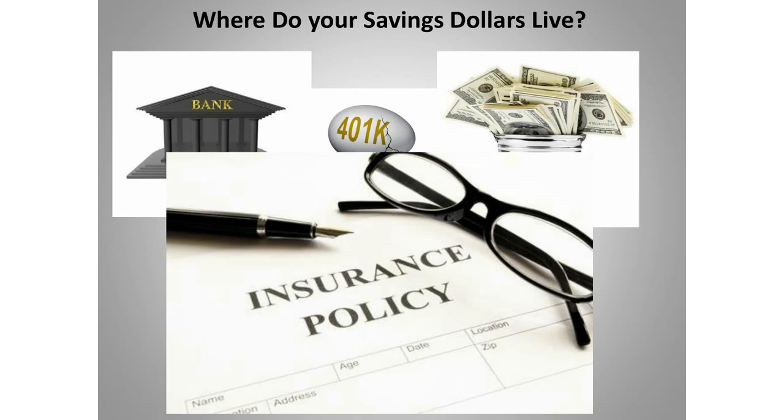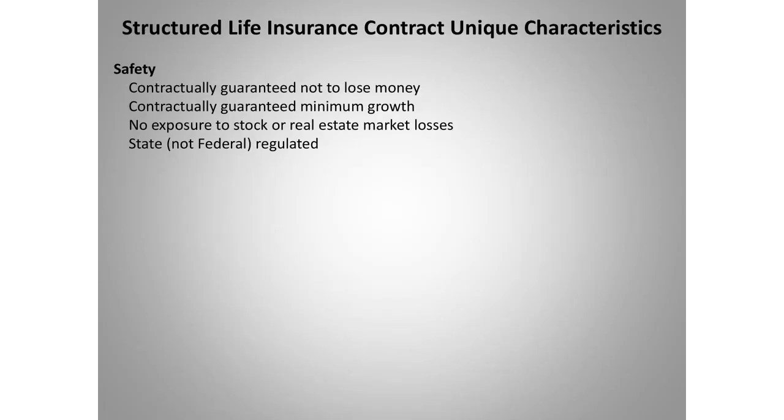As you recall from our first video, we discussed cash repositories, places where you hold your savings dollars like banks, retirement accounts, or even a mattress. The first core concept we reviewed was how to utilize a whole life insurance contract as another type of cash repository. The second core concept that we talked about is the unique features that are exclusive to whole life insurance contracts. They are safe in that they're contractually guaranteed not to lose money, contractually guaranteed to grow, and have no exposure to stock or real estate market losses and volatility. And finally, they are governed by a state department of insurance.